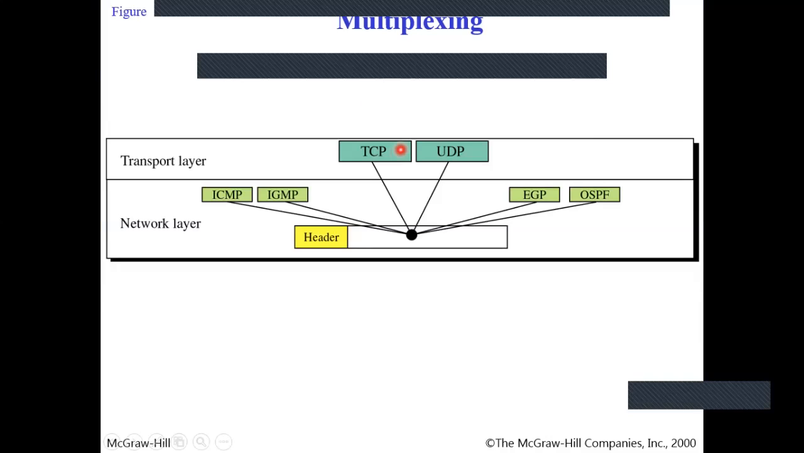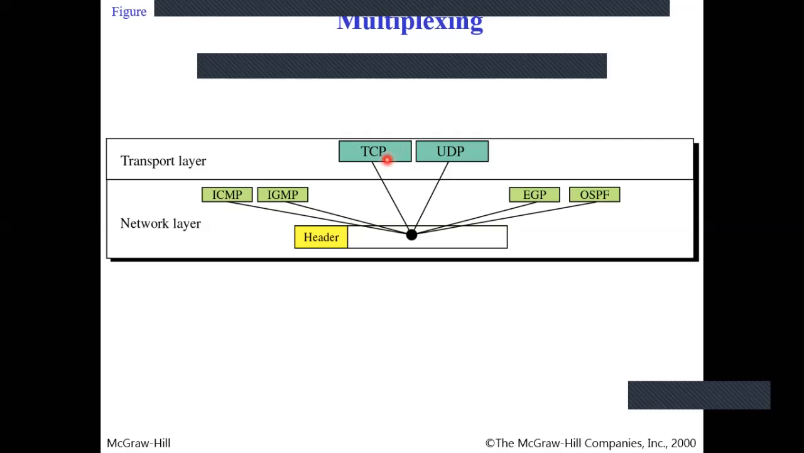The upper layer protocols at the transport layer are TCP and UDP. If the application is related to the TCP protocol or the UDP protocol, it uses the IP protocol at the network layer. It is known as multiplexing. Clear?